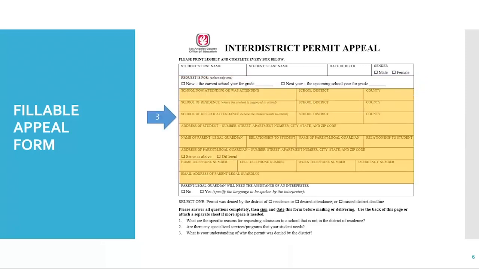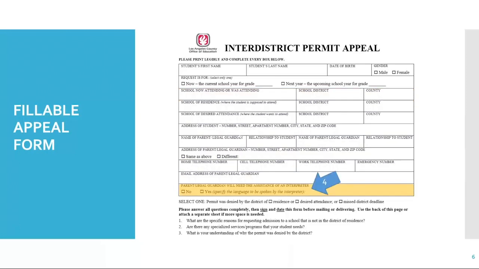3. Fill out the school information, including where the student is now attending, the school of residence, and the desired school, along with the best parent contact information to avoid any delays. 4. Do you need an interpreter? Check no for English only, or yes, and write what language you need for the hearing and the board meeting.